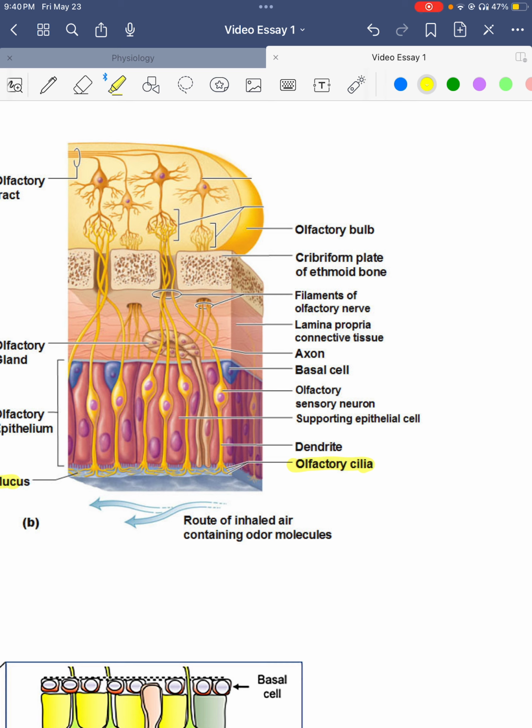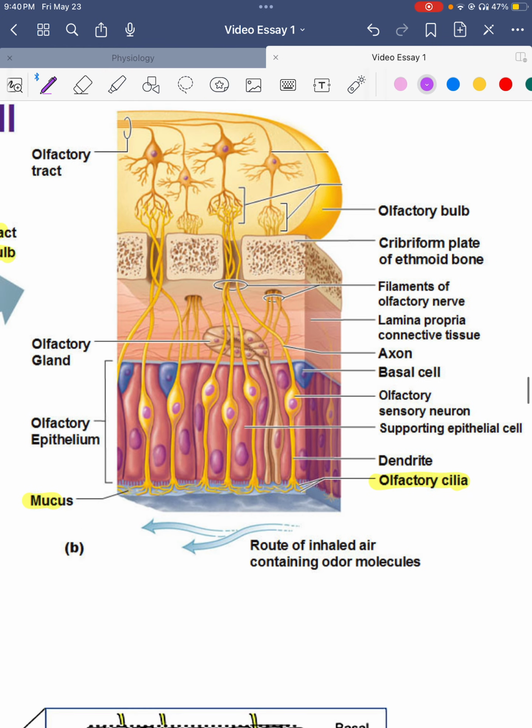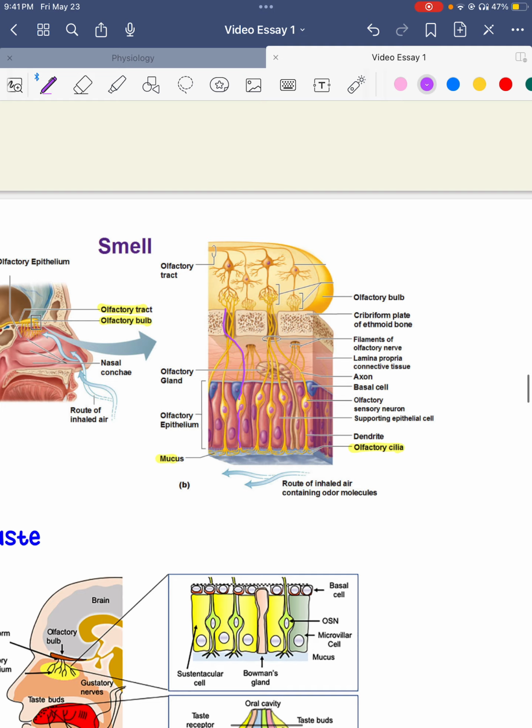Now, each receptor is specific to certain molecules, and this binding initiates a signal transduction pathway, where it just converts that chemical signal into an electrical one. This electrical signal travels along the olfactory nerve up to the brain. This is where it's interpreted as a distinct smell.